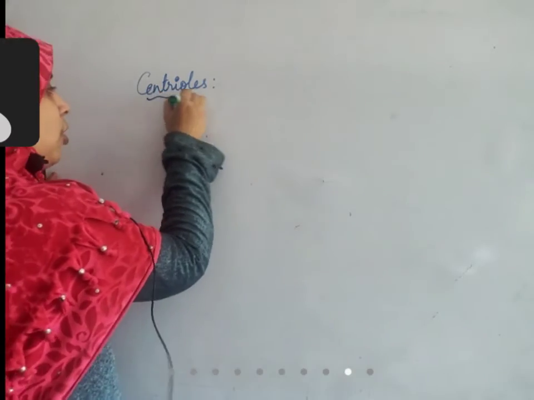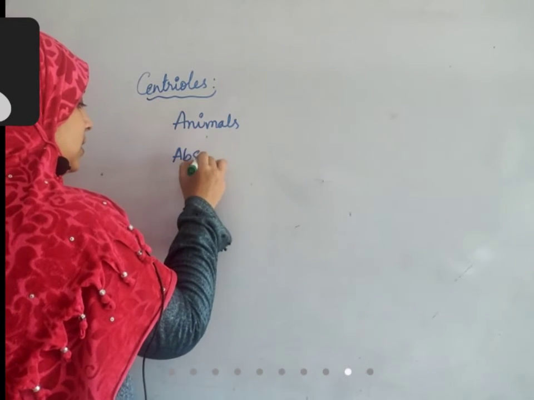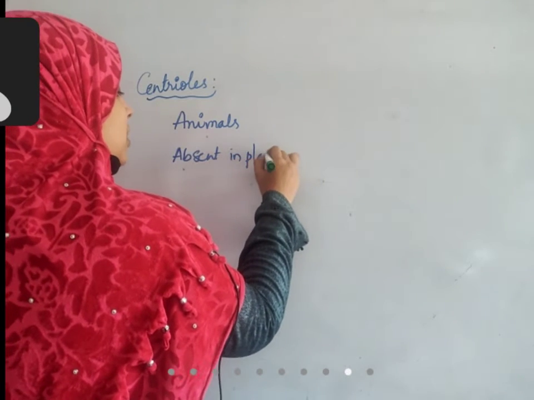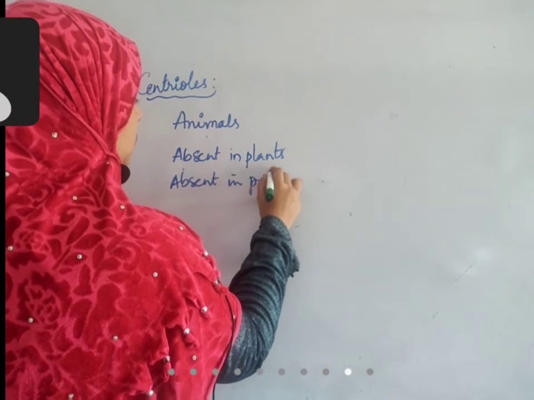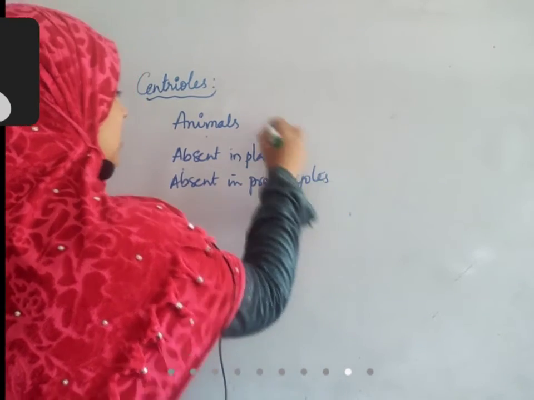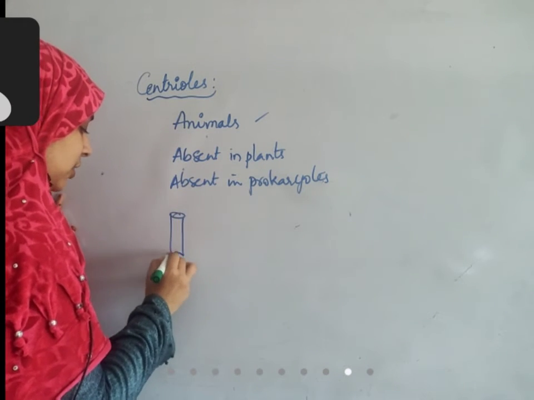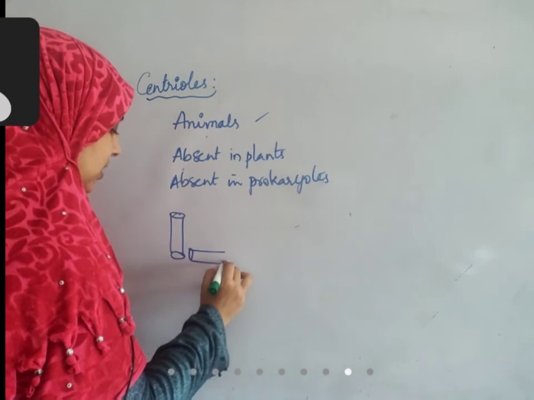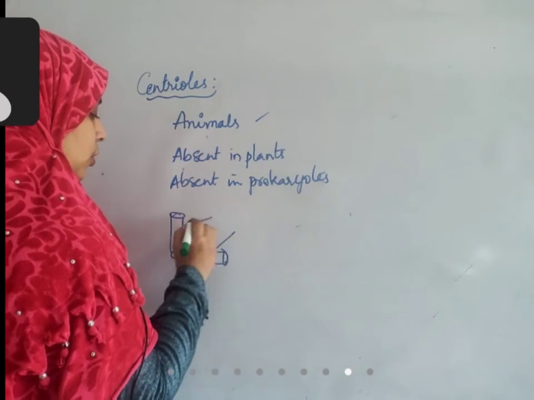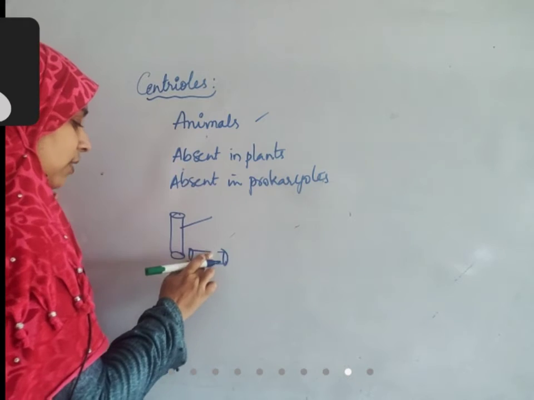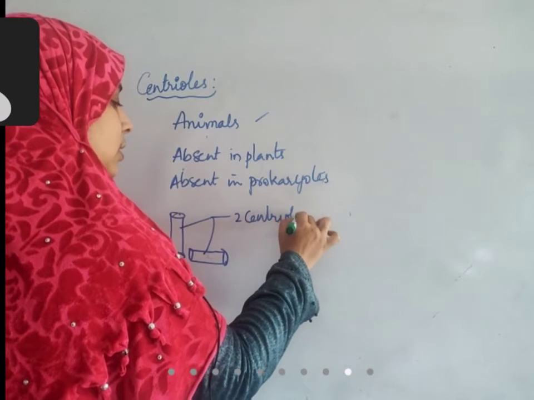This centriole is an organelle which is present in animals, absent in plants, absent in prokaryotes. But it is present in animals. Okay. In this you can see there are two barrel-shaped structures which are arranged at right angles to each other. This is one centriole. This is one centriole. Two centrioles. Okay. So that is why centrioles. We never say centriole. So these two are two centrioles.